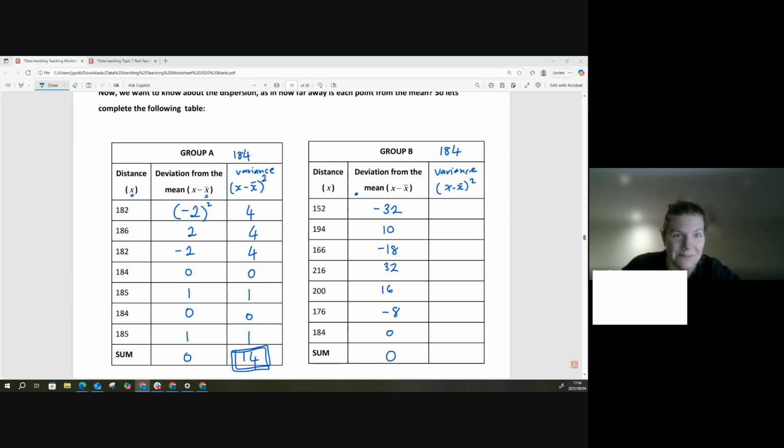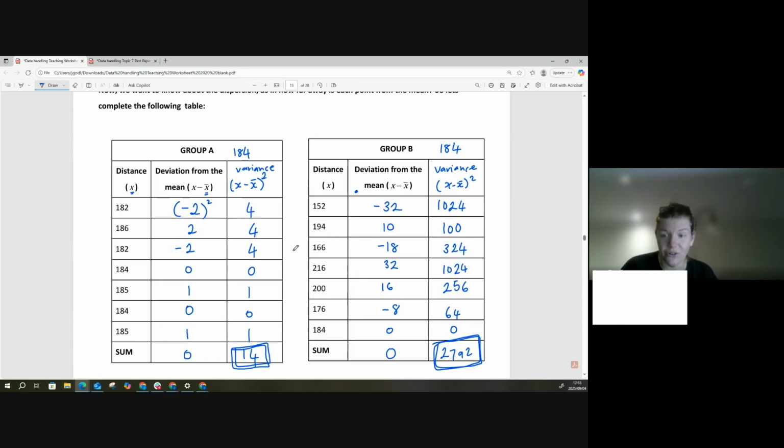Yeah, now we deal with some nice big numbers. And when we work out this one's sum, we get a sum of 2792. Okay, so now we're looking at the variance. Looking at those two variance numbers, what can you tell me about these two different groups? Which one of these groups, group A or group B, is the data more spread out?